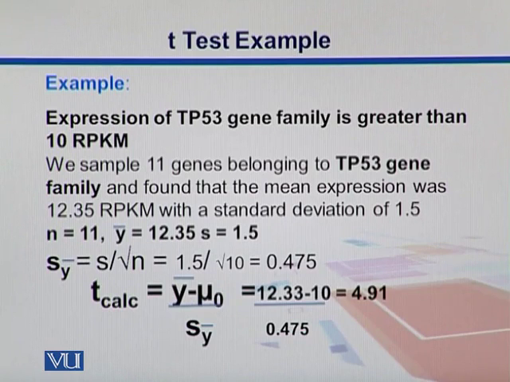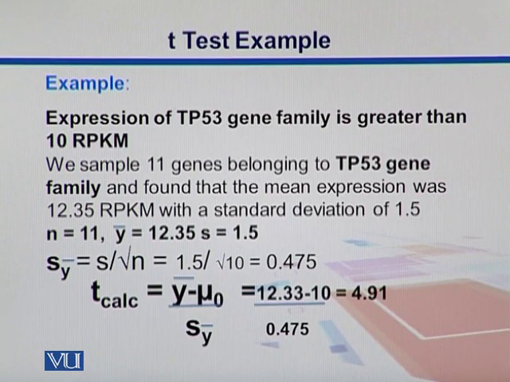12.35 rpkm. Whereas the standard deviation for this distribution, these 11 numbers, they comprise a distribution, is 1.5. Since n is equal to 11, our sample size of 11 genes, y bar, or the sample mean, is 12.35, and s, which is the sample standard deviation, is 1.5.